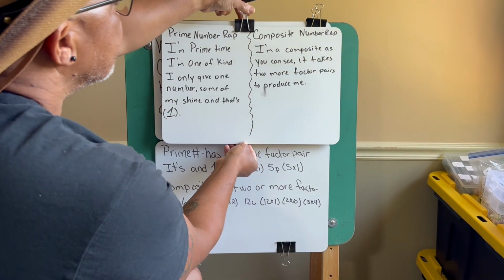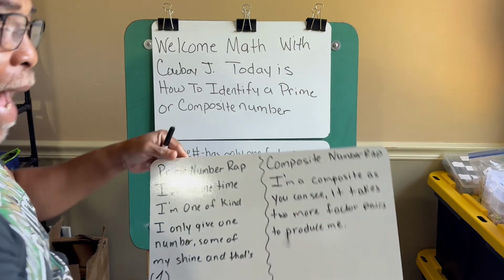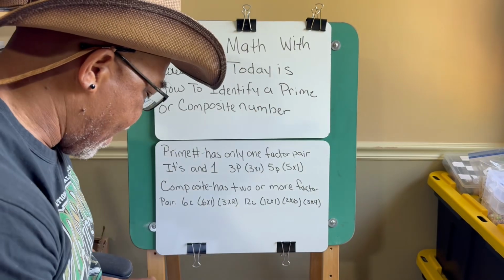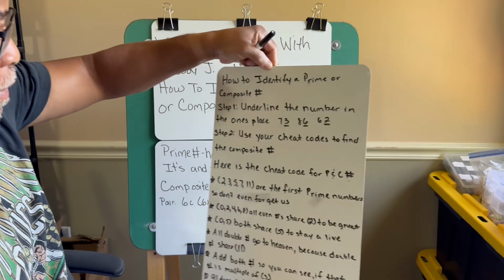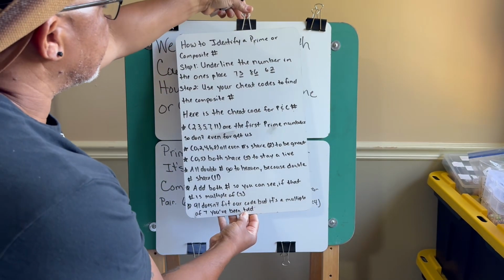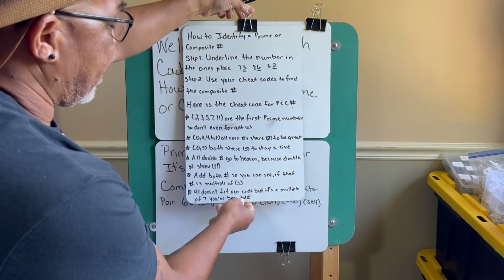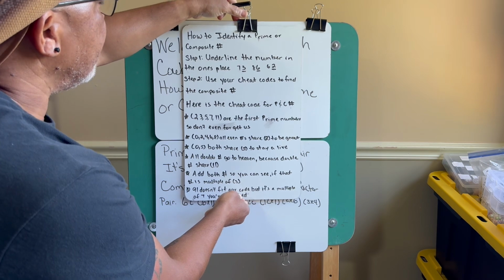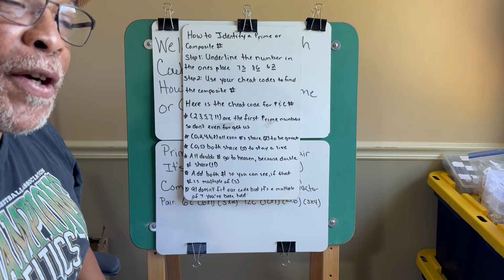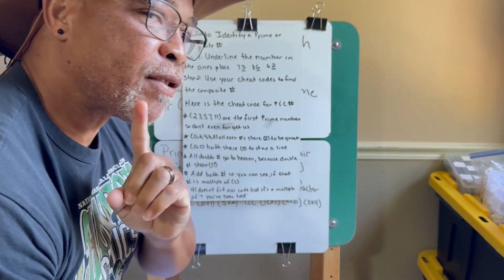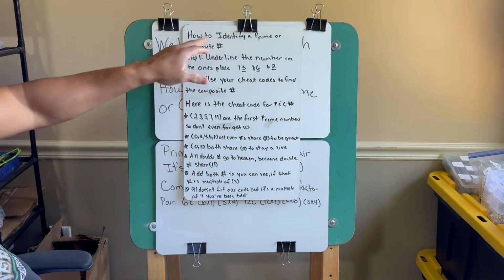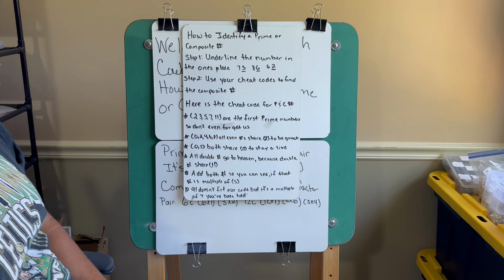Okay, so let's get into how to identify a prime and composite number. I'm gonna do a little something like this. Cowboy J keeps a little something to make it easy. Don't tell your teachers. How to identify a prime or composite number.